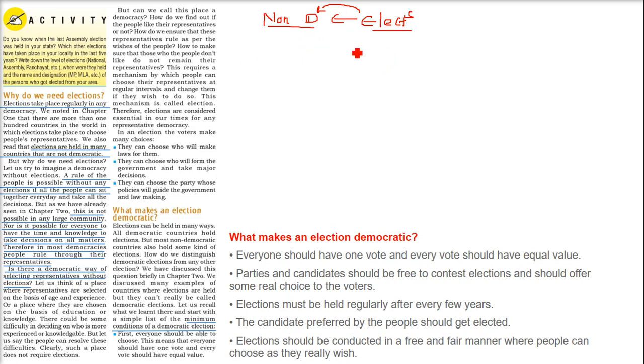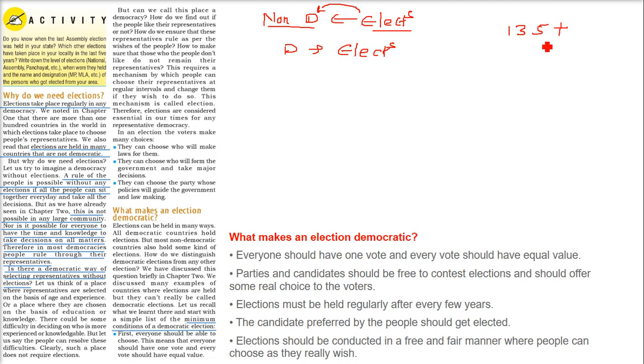Why are these elections held in a democracy? In a democracy, why is it essential to have elections? The reason is, if we take the example of India, we have 135 crore and more people.